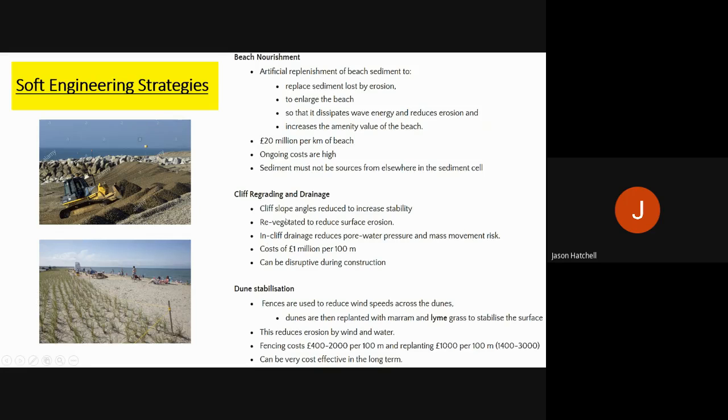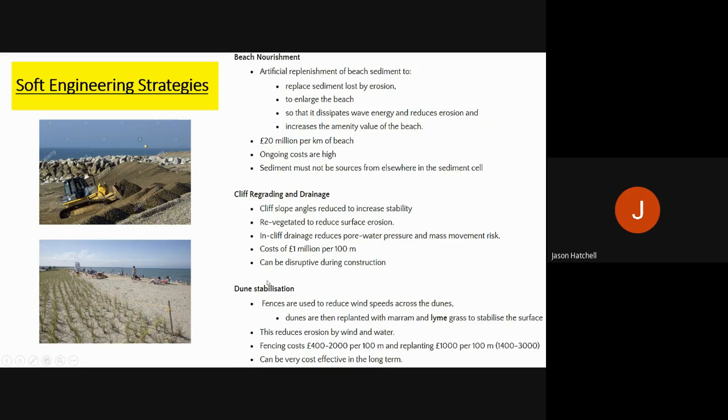So this is adding a slope to the side of a cliff or the side of a beach to increase its stability and the amount of drainage it has. This costs around £1 million per 100 meters. So this is less expensive than beach nourishment, but it can be disruptive during construction. And again, it needs to be redone after a few years. It doesn't last forever because of swash and backwash changes, because of the amount of sediment that's being deposited.